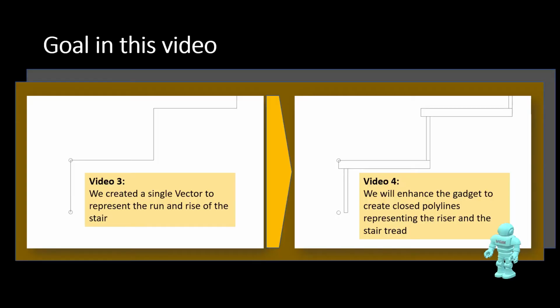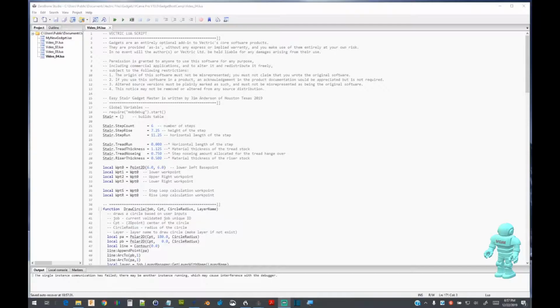As you can see in video 3, we drew a rudimentary single line for each individual component. In this video, we will create closed polylines to represent the components of the stairs. Let's do a code review.